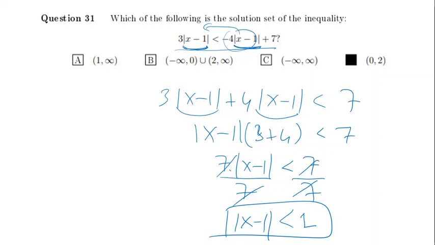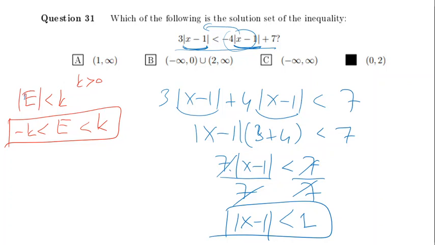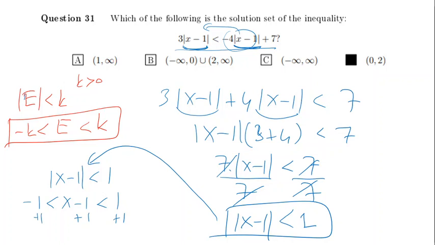So how do you solve such an inequality? If you remember, if you have an expression less than k, where k is positive, you can write the double inequality. So I will do the same thing here. The absolute value of x minus 1 less than 1 means x minus 1 less than 1 and bigger than minus 1. So I add 1 to both sides. It will be x bigger than 0 and less than 2. And the solution set now is 0 to 2, which is this one here.